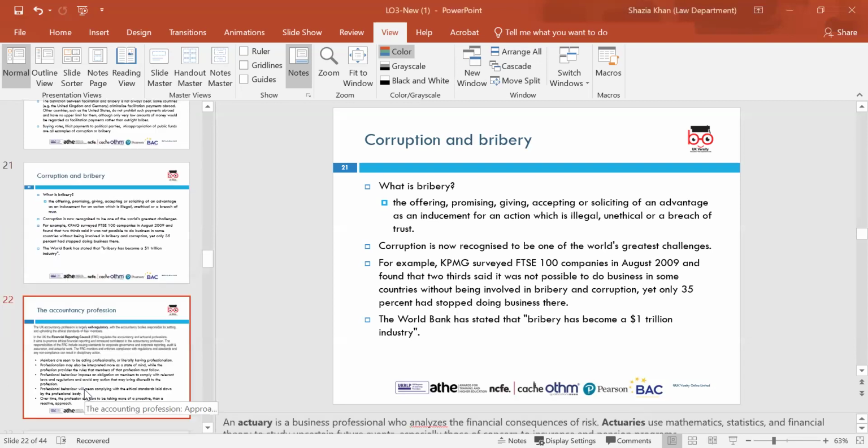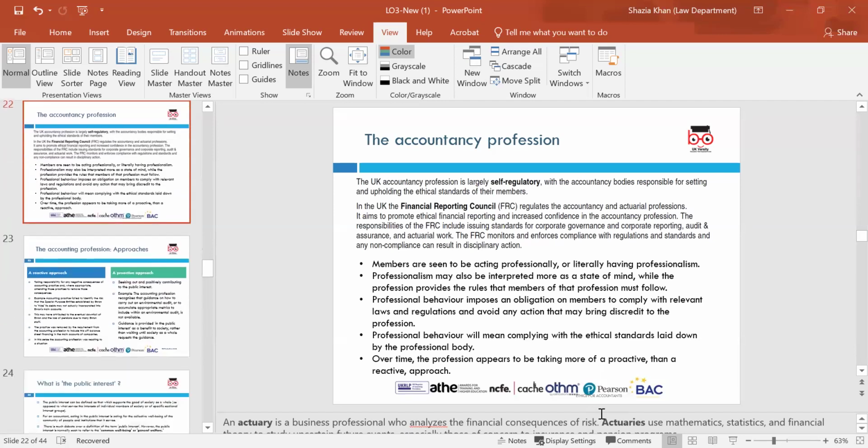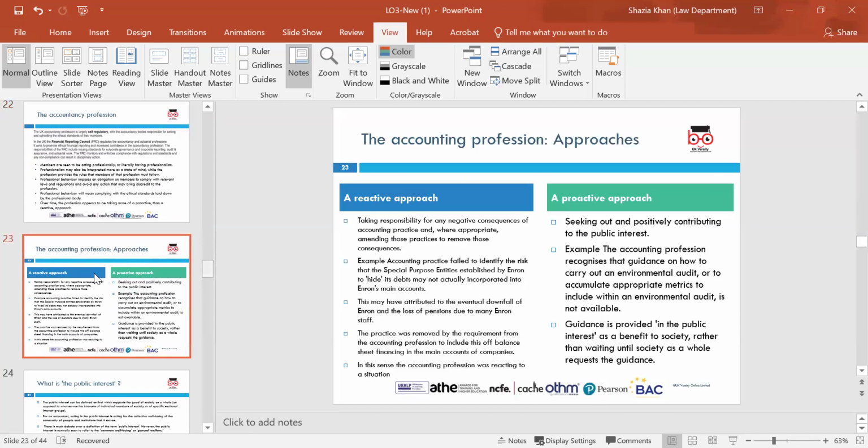The UK accountancy profession is largely self-regulatory, with the accountancy bodies and the UK Financial Reporting Council regulating the profession to look at ethics and how the profession is run. If there are any issues, they enforce compliance, make sure people are following the laws and following the ethical side of it. So in the accountancy profession, you have different approaches.